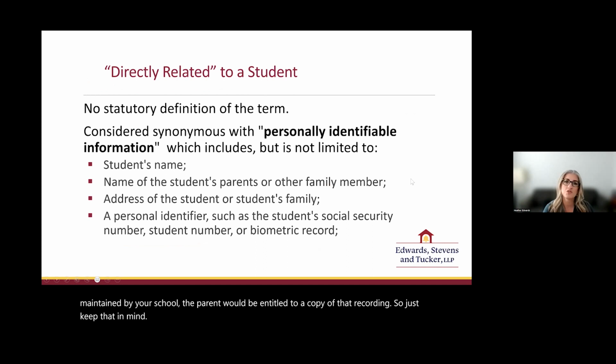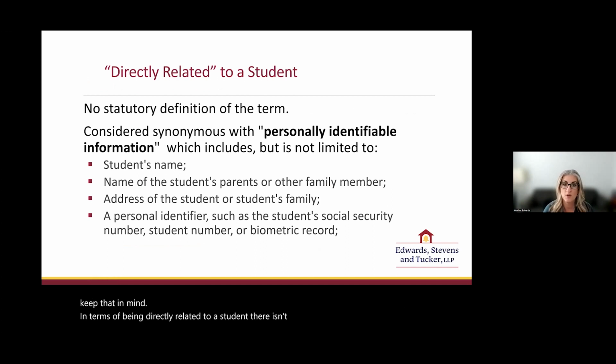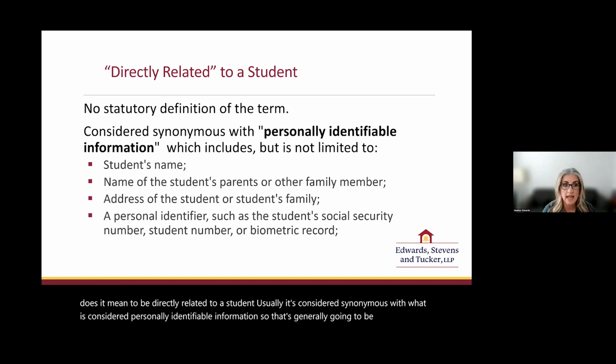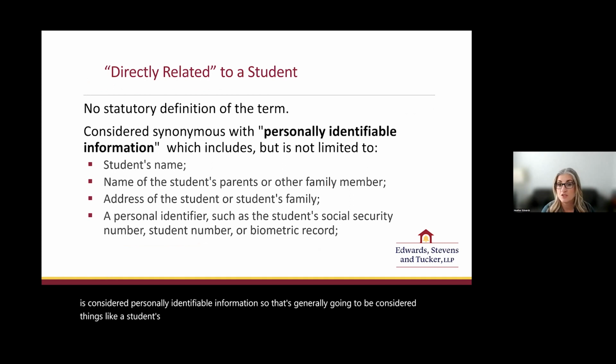In terms of being directly related to a student, there isn't a statutory definition of what it means to be directly related to a student. Usually it's considered synonymous with what is considered personally identifiable information. So that's generally going to be considered things like a student's name, the name of the student's parents or other family member, a parent's or a student's address.